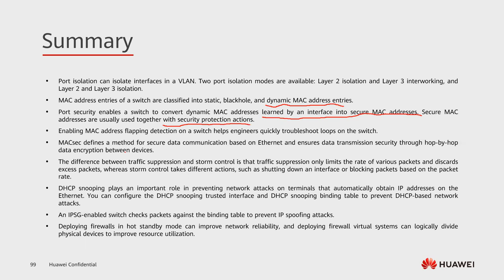DHCP snooping plays an important role in preventing network attacks on terminals that automatically obtain IP addresses on the Ethernet. You can configure DHCP snooping trusted interfaces and the DHCP snooping binding table to prevent DHCP-based network attacks. Also, sometimes we will use IPSG with DHCP snooping, using the DHCP snooping record table to function as a binding table. And we can use firewalls in hot standby mode to improve network reliability, and deploy virtual firewalls, which can logically divide physical devices into multiple virtual systems.